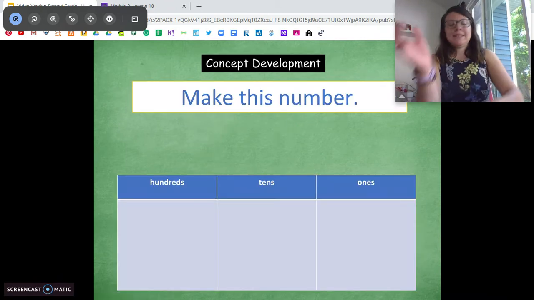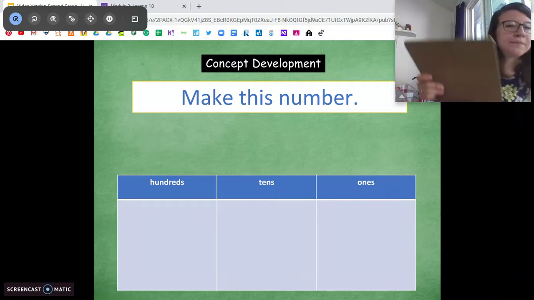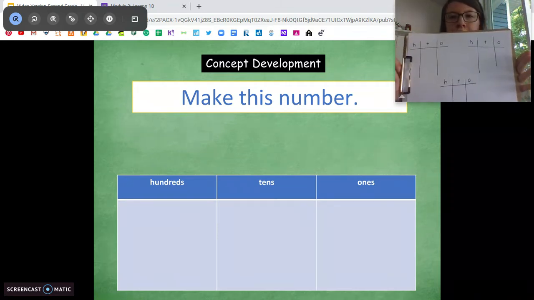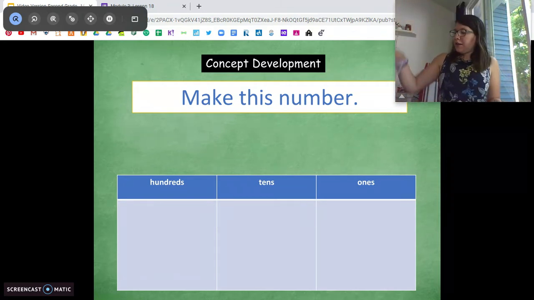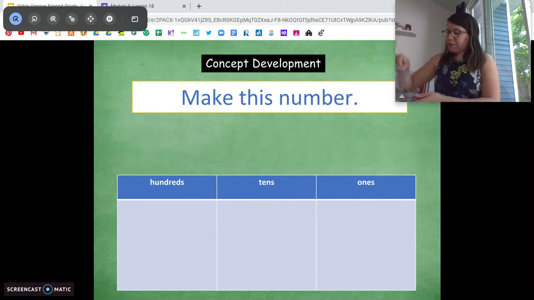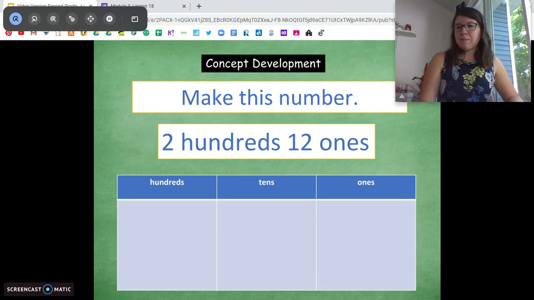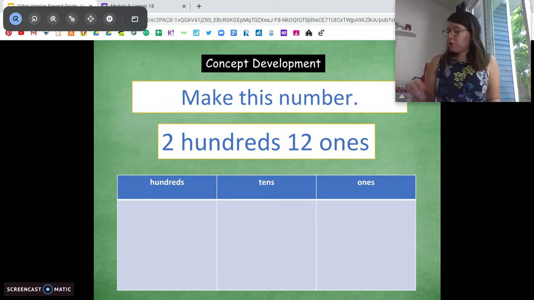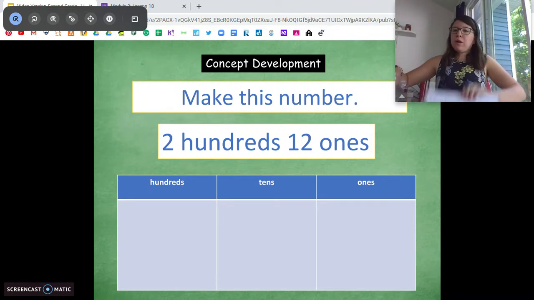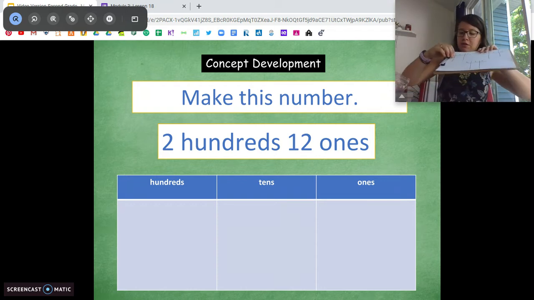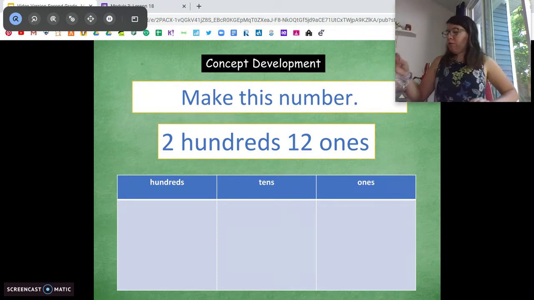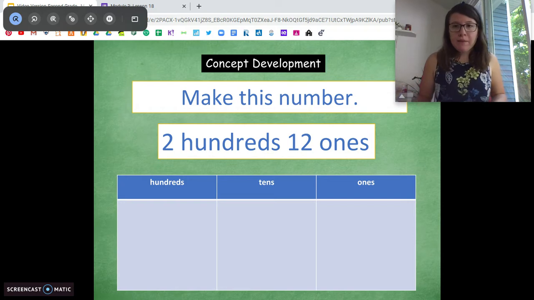Okay, let's get out our place value charts that we made at the beginning of the lesson and our place value discs. So your first thing I want you to do is make this number. 200s, 12 ones. So pick any one of your place value charts. Go ahead and make 200s, 12 ones. Pause the video while you do that. Come back when you're done.